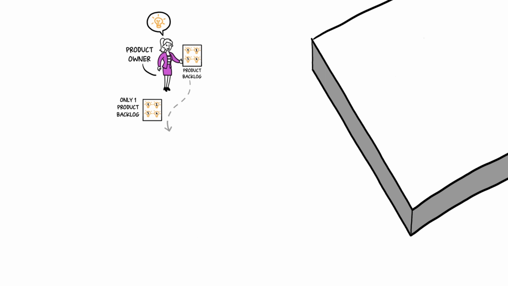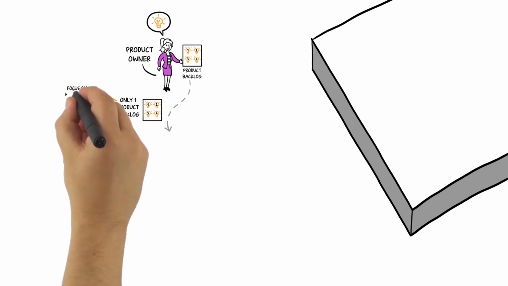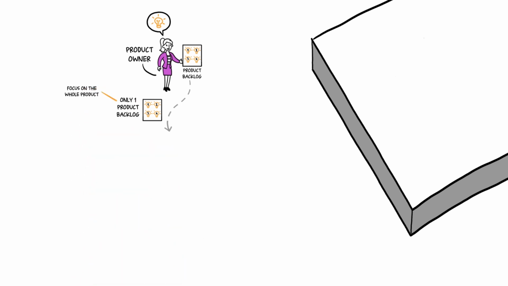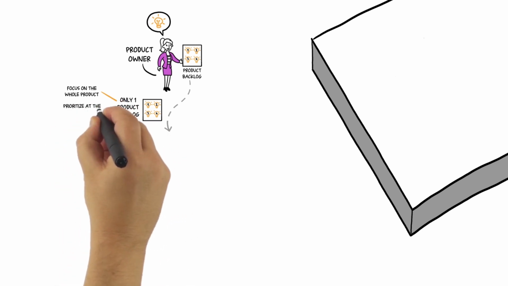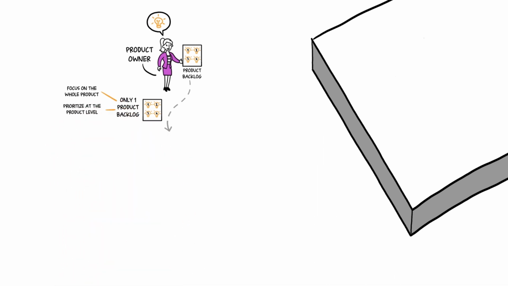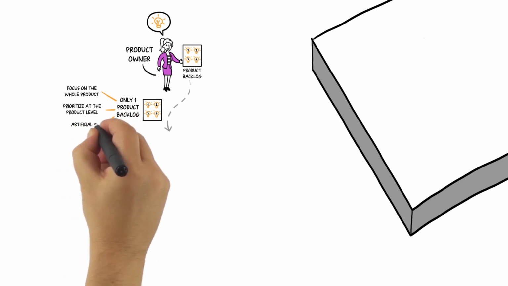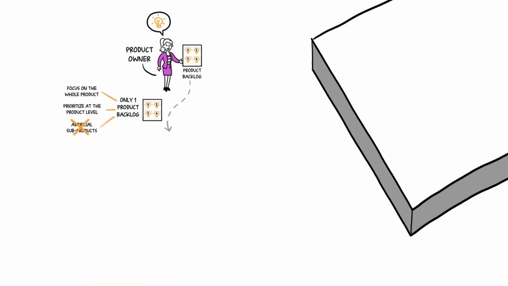Why only one product backlog for all teams? To allow teams to focus on the whole product and not just on individual items in their backlog. Also, to make it possible to prioritize at the product level. You need to be very careful about creating artificial subproducts with their own corresponding backlogs, as this may result in the optimization of subproducts or even components at the expense of sub-optimization of the overall product.